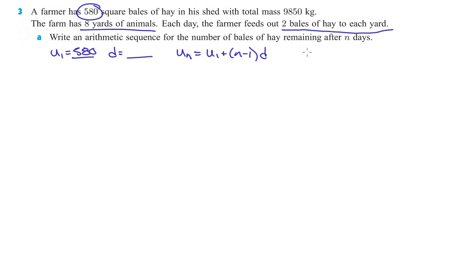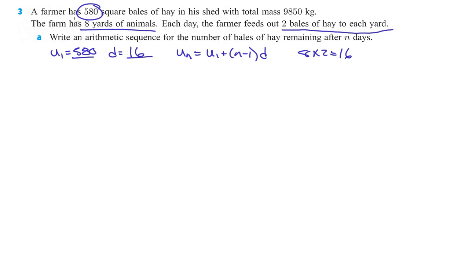So that's just going to simply be 8 times 2. Means he's going to go through 16 bales of hay every day, right? So D is 16. Okay, so we can now just use that info there to go through and figure out our formula that we need.